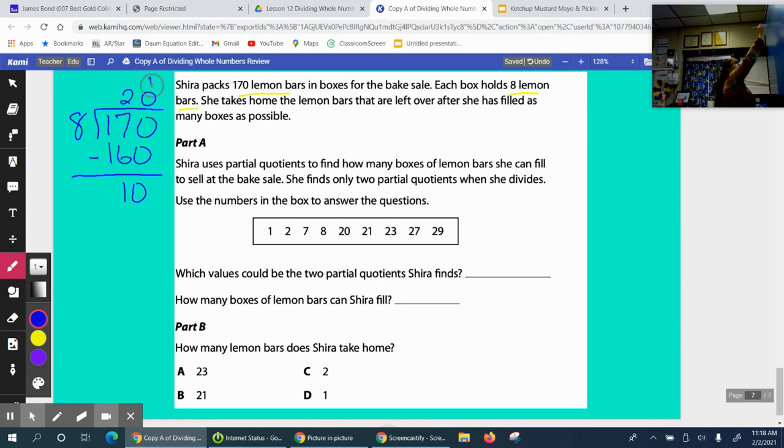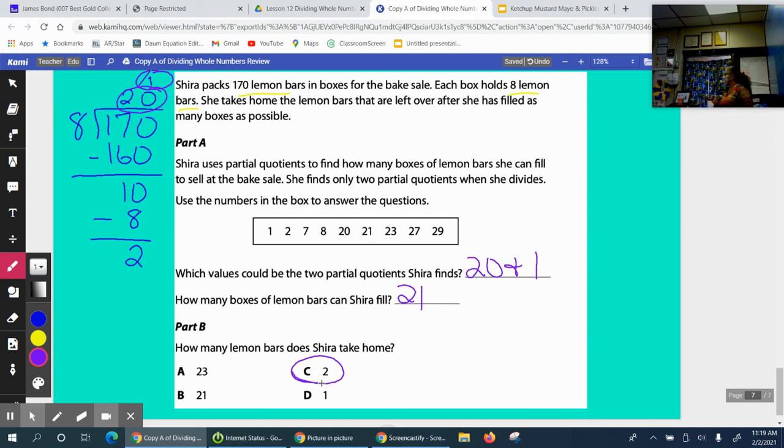So I need a 1 at the top. And 8 times 1 is 8. And then 2. All right, so it's 21 with the 2 partial quotients up here, 20 and 1. How many boxes can she fill? 21. And how many does she take home? 2.